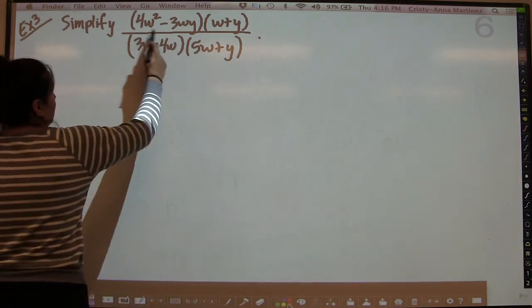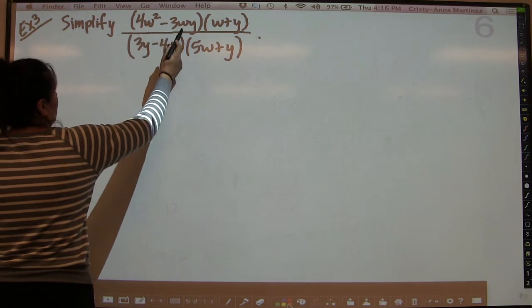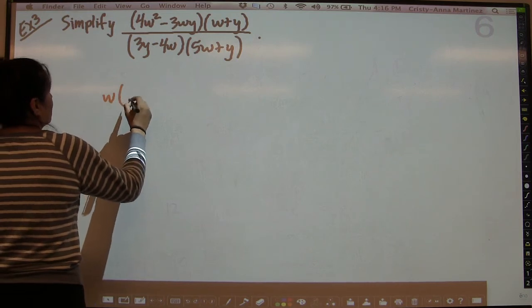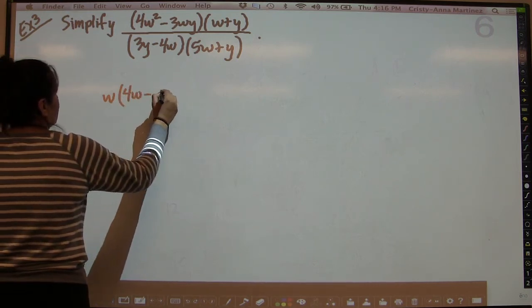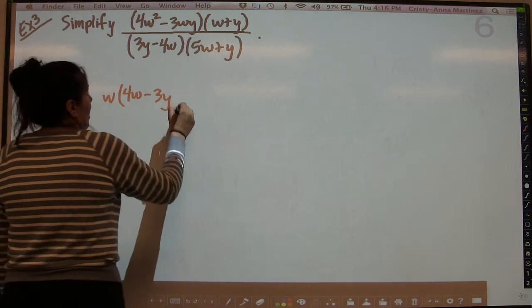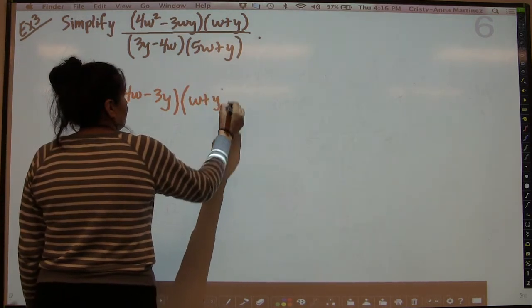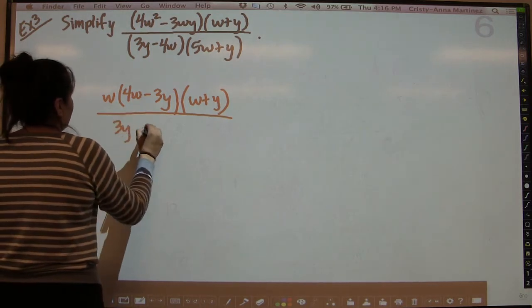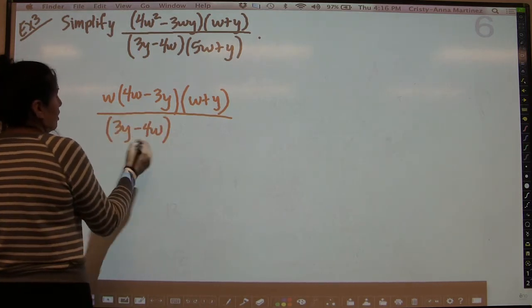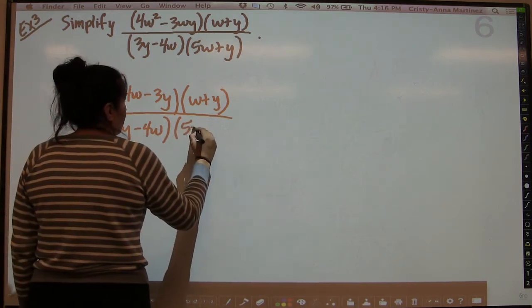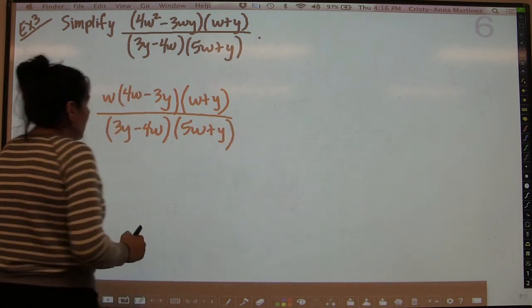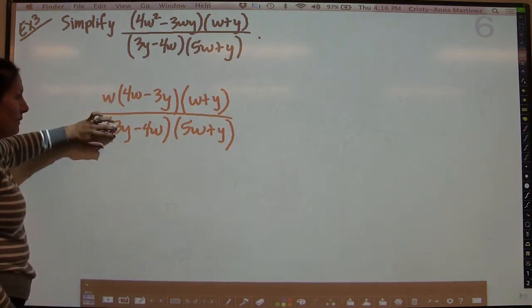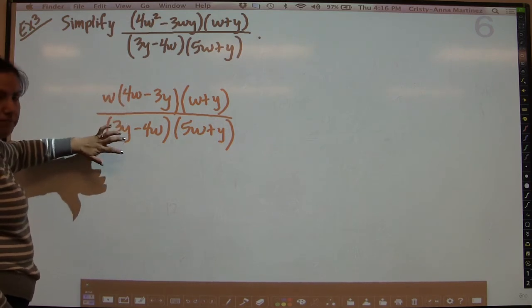So I look at the top expression here, and I see that both terms have a w. So I'm going to factor out the w, and it's going to give me 4w minus 3y. And then I have w plus y. On the bottom, I have 3y minus 4w. There's nothing in common there. And then I have 5w plus y, sorry. Okay, and what you might notice at this point is that these two factors, the 4w minus 3y and the 3y minus 4w, look awfully similar.